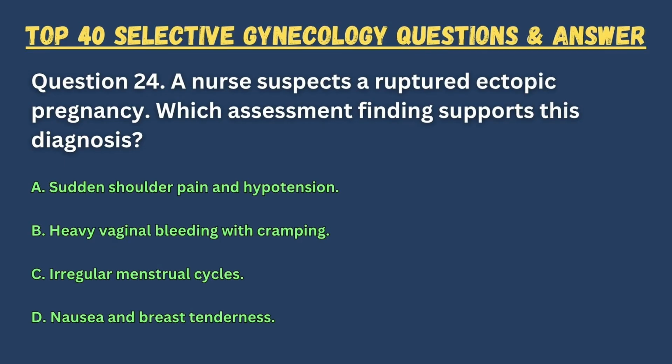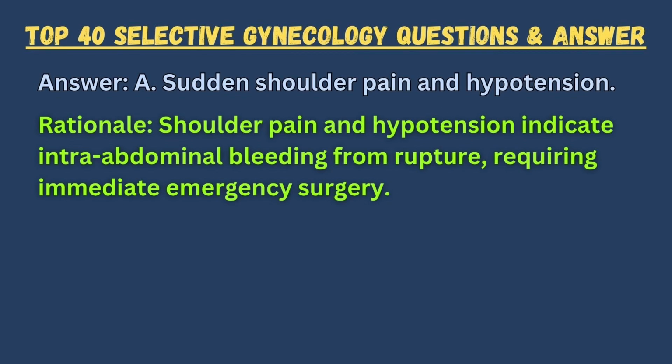Question 24. A nurse suspects a ruptured ectopic pregnancy. Which assessment finding supports this diagnosis? A. Sudden shoulder pain and hypotension. B. Heavy vaginal bleeding with cramping. C. Irregular menstrual cycles. D. Nausea and breast tenderness. Answer: A. Sudden shoulder pain and hypotension. Rationale: Shoulder pain and hypotension indicate intra-abdominal bleeding from rupture, requiring immediate emergency surgery.